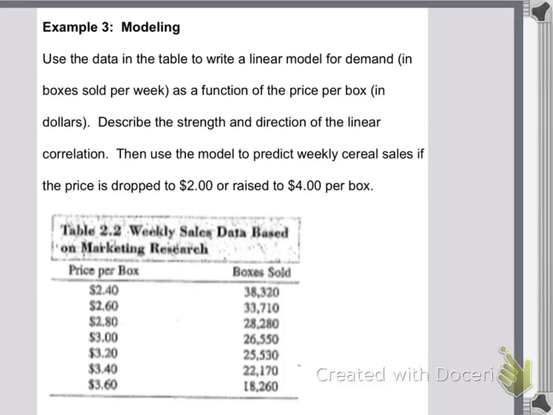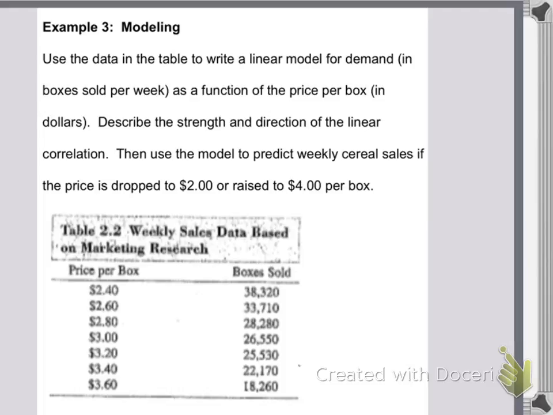Alright, let's do an example here. We're going to use the data in the table to write a linear model for demand in boxes sold per week as a function of the price per box in dollars. We're then going to describe the strength and direction of the linear correlation, then use the model to predict weekly cereal sales if the prices drop to $2 or raise to $4 per box. So we have a lot going on here.